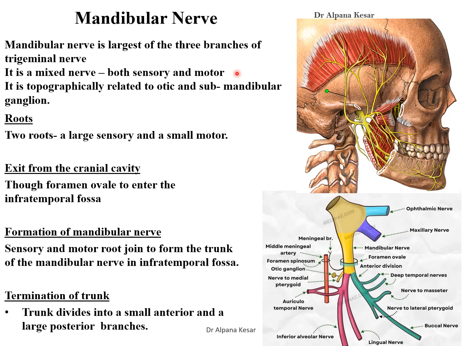The ophthalmic and maxillary nerves are purely sensory. Mandibular nerve is a mixed nerve. It has both sensory and motor fibers. Mandibular nerve is topographically related to otic and submandibular ganglion. These are two out of the four parasympathetic ganglia present in the head region.